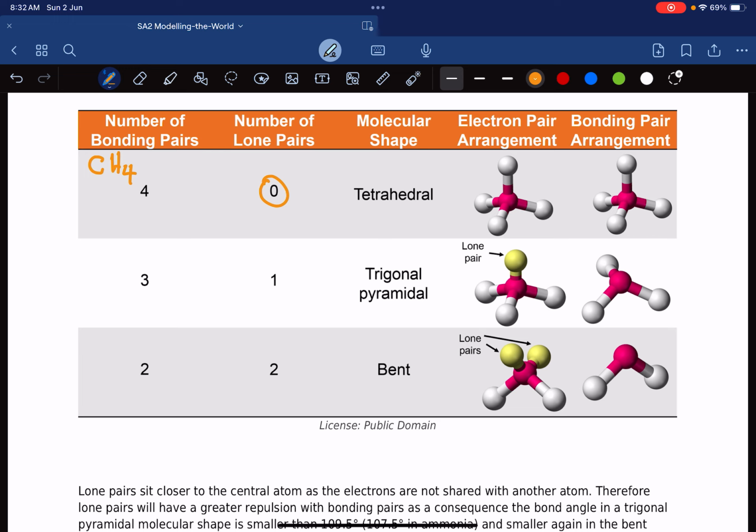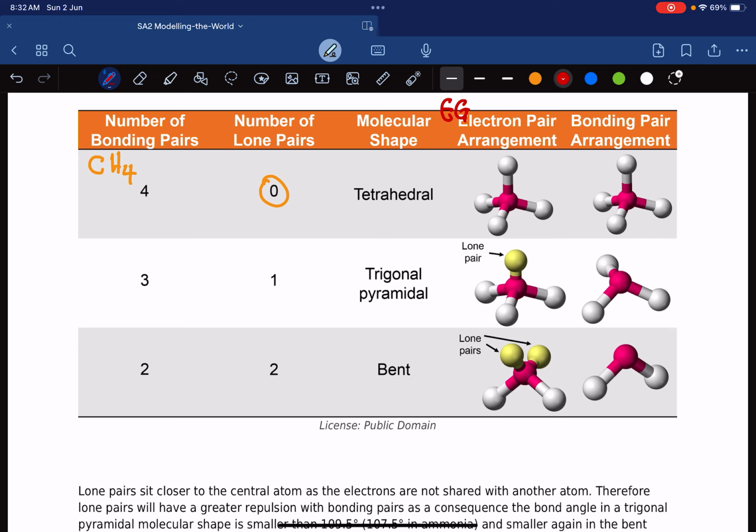So the electron pair arrangement is electron geometry. Sorry, let me change color. This is electron geometry. Electron geometry is tetrahedral.